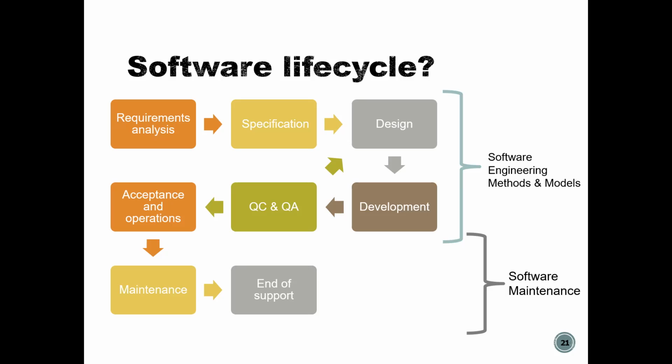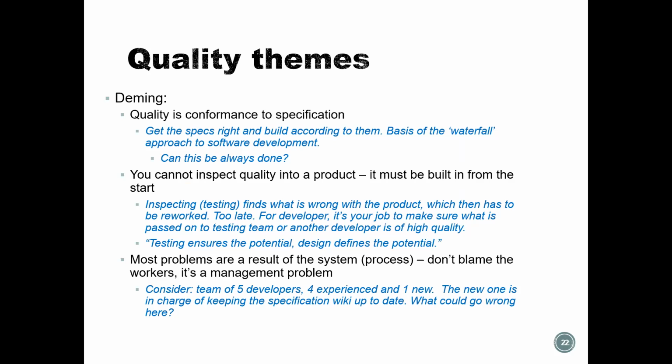These six phases come under software engineering methods and models. However, software maintenance talks about the last two stages, which are maintenance and end of support, meaning we cannot provide more support to the particular software. So we have different quality themes. For example, quality is conformance to specification.